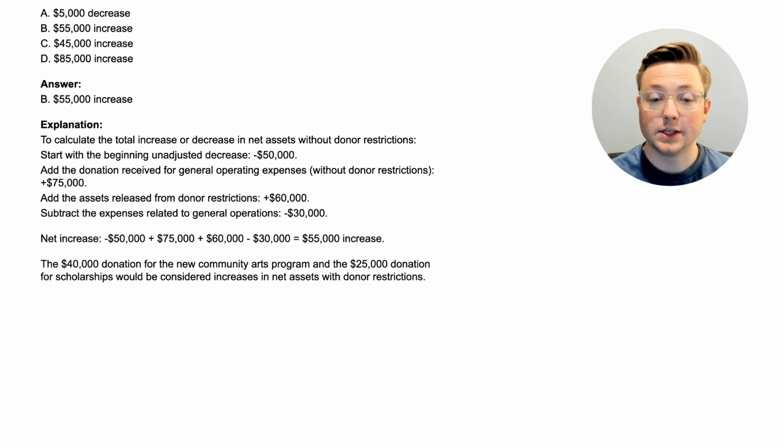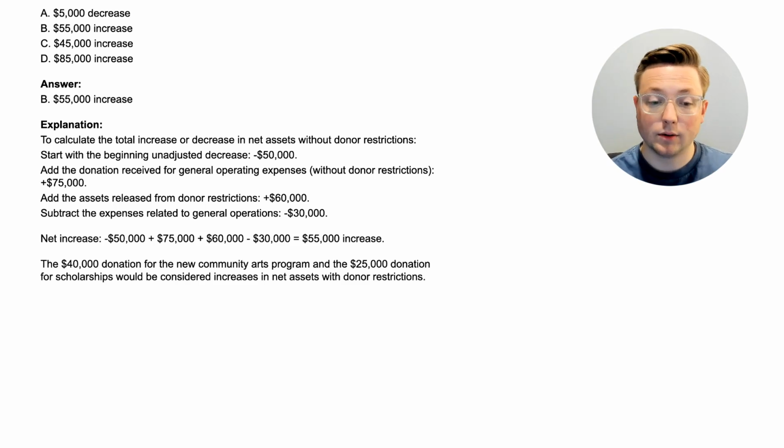Then you add the assets released from donor restrictions of $60,000, because remember, sometimes things can be moved from with donor restrictions, whether something was completed or the donor just didn't want to restrict it anymore. That can be moved from with donor restrictions to without donor restrictions, and that would therefore increase the without donor restrictions net assets. And then you subtract the expenses related to general operations. Again, the statement of activities is basically an income statement, so expenses are recorded here. So overall, you have a net increase where you take negative $50,000 plus $75,000 plus $60,000 less $30,000, giving you a $55,000 increase in net assets without donor restrictions.